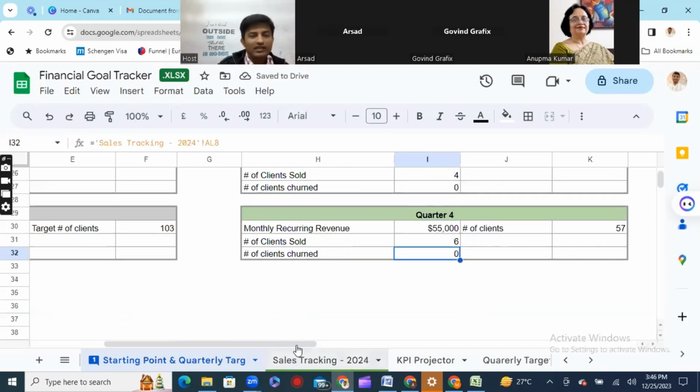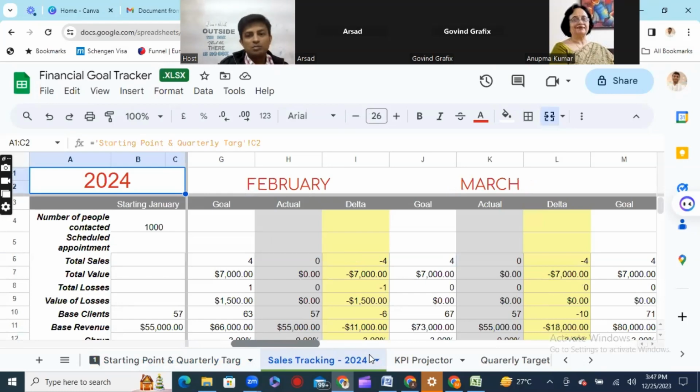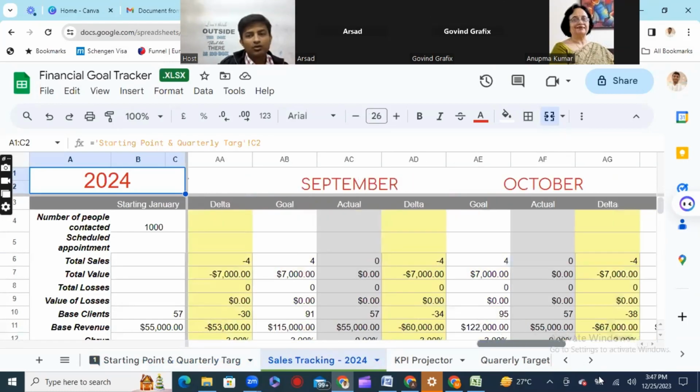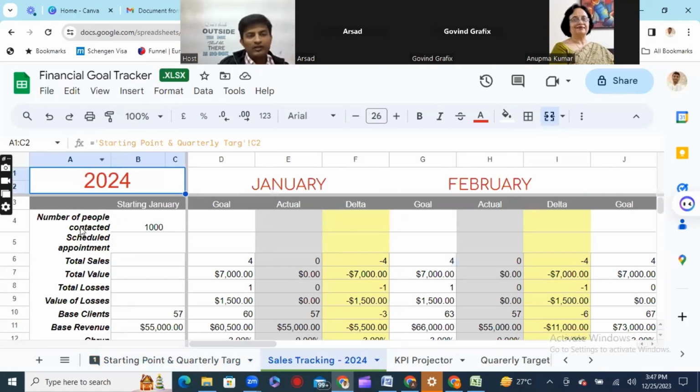Then coming to sales tracking. Once your quarterly goals are clear, you have to divide them into 12 parts: January, February, March, April, May, June, July, August, September, October, November, December. Like that, every month you have to be clear about how many people you are contacting.